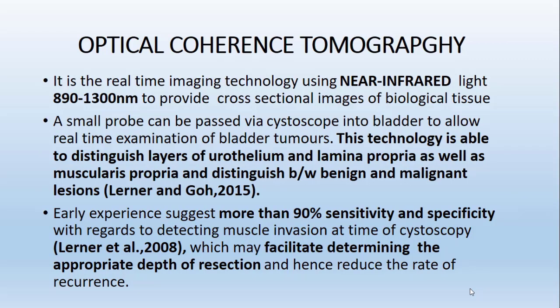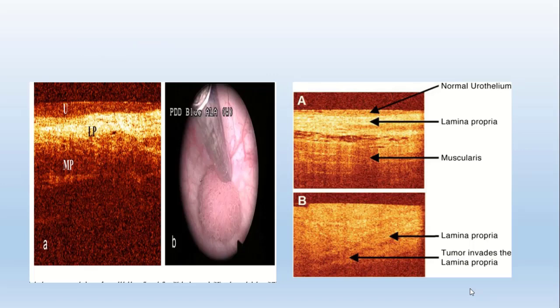Optical coherence tomography is a real-time imaging technology using infrared light to provide cross-sectional images. This technology is able to distinguish the different layers of the bladder, the urothelium, lamina propria, and muscularis propria, and helps in the resection. This is the OCT showing the normal urothelium, lamina propria, and muscularis. It differentiates between the different layers, and thus we can see the invasion of the bladder tumor into the different layers of the muscle.